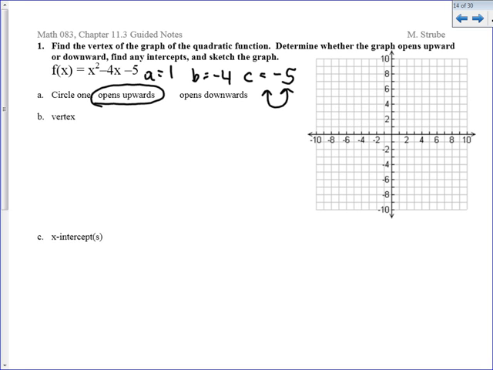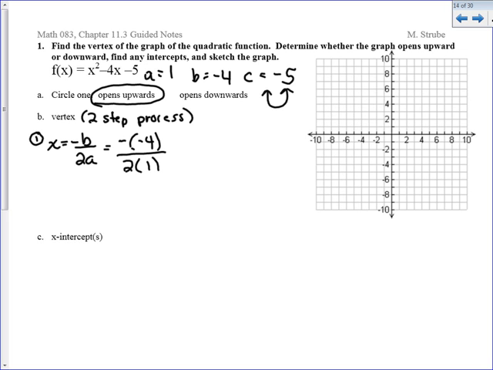So the first thing we want to do is find the vertex. This is our two-step process. This is what we did on Monday. The first step requires the formula that you have to have memorized. x equals negative b over 2a. That's that front part of your quadratic formula. So if I substitute in my values, I have the negative that's in this formula and the negative on my b, so negative negative 4, over 2 times 1. Which gives me positive 4 over 2, or an x value of 2.